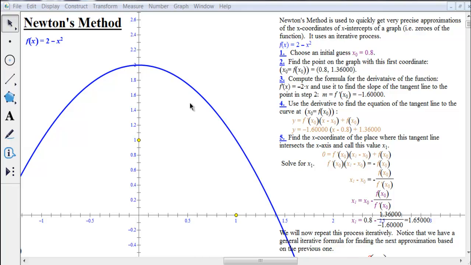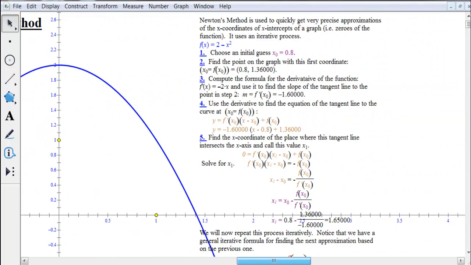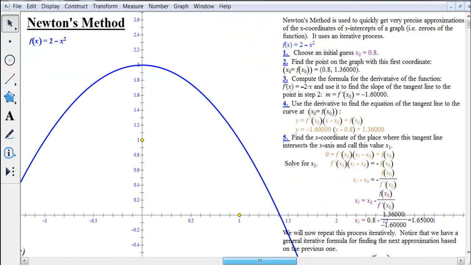So here we have a function graphed. In this sketch I can click on this and change the function if I want. But right now I have the function f of x equals 2 minus x squared, and you see it graphed. Actually it touches the x-axis a couple of times, once over here and once in here. And we're going to be interested, let's say, in finding this point right here.